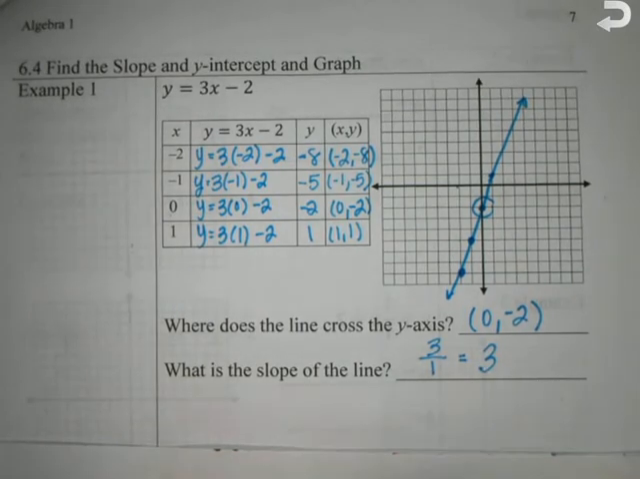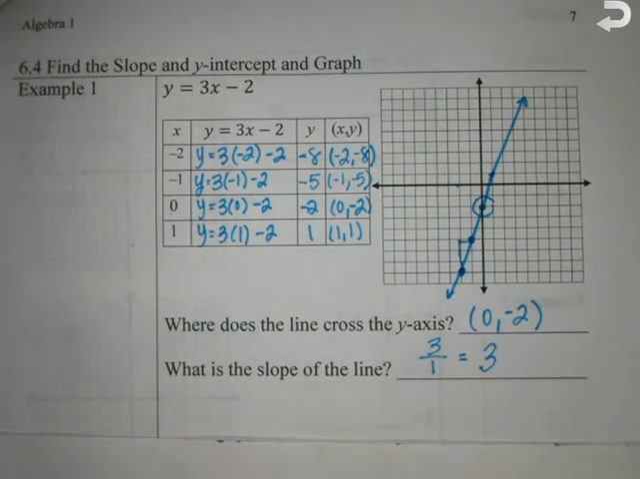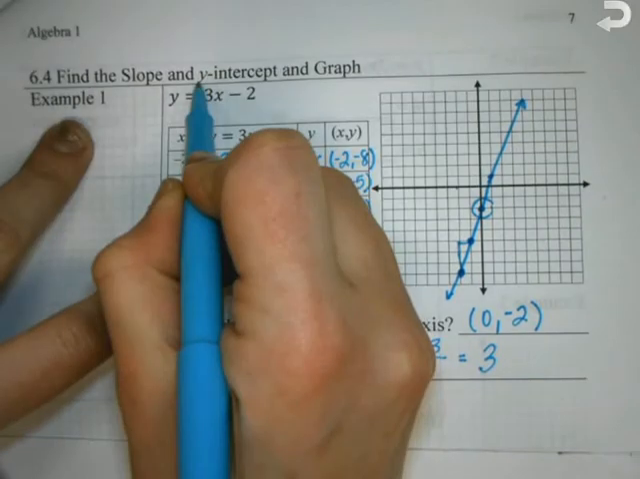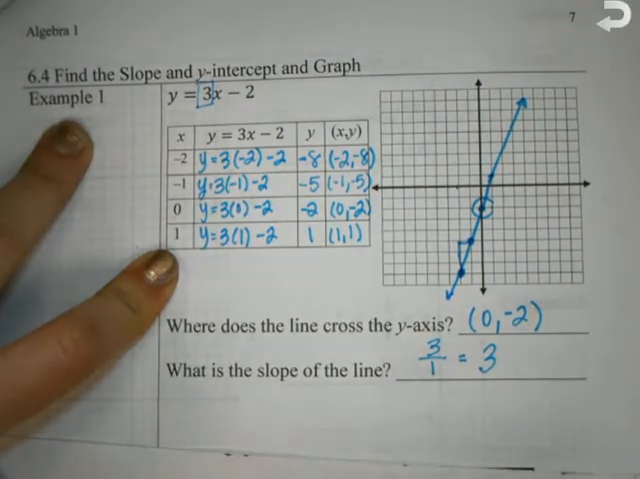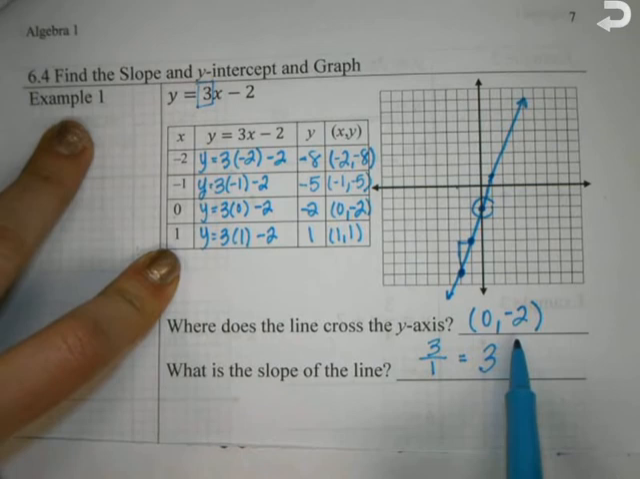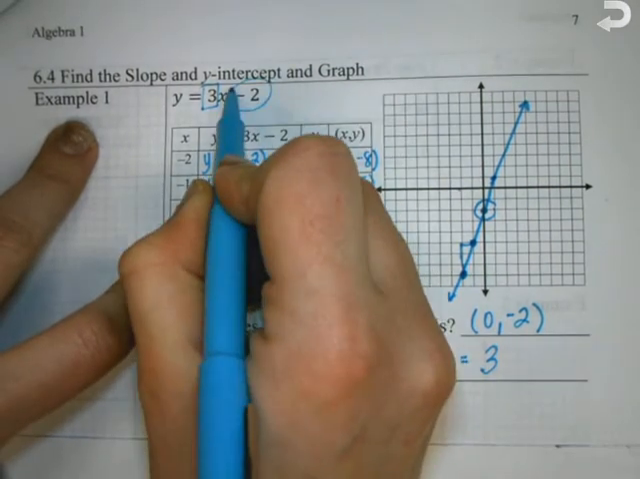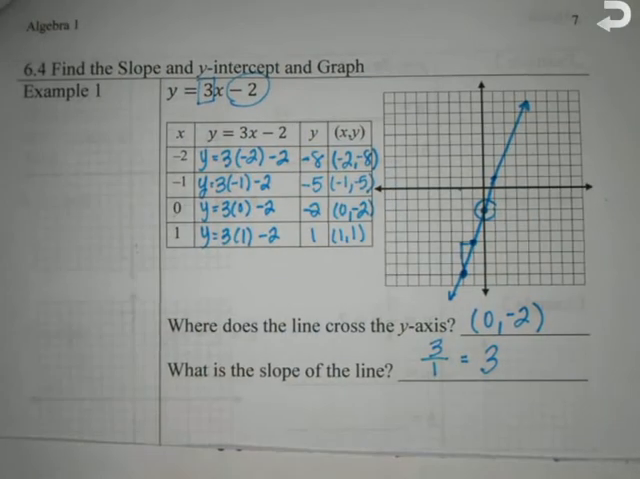So I want to point out something to you guys really quick. Will everybody look back at your equation? The slope is 3, right? What's the number in front of x? 3. That's crazy. The y-intercept was negative 2. Do you see negative 2 in here? That's crazy. It will always be that way.